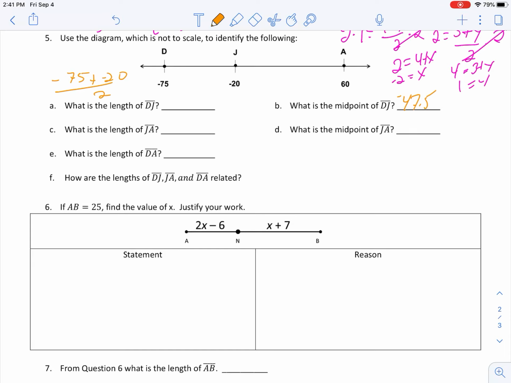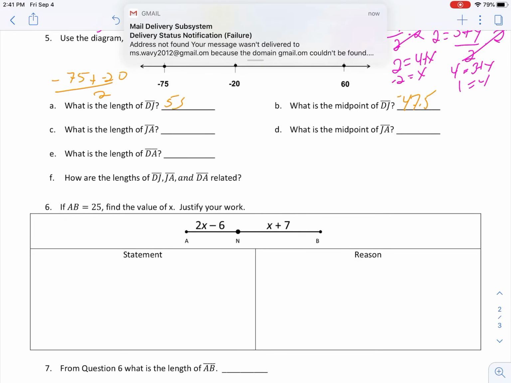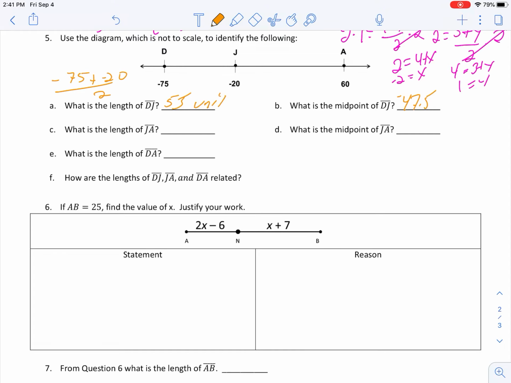Part A says what's the length of DJ. So what is the length from D to J? Now length has to be positive. It can never be negative. So you can't have negative 5 feet. Think back to when we started doing Pythagorean theorem. Length cannot be negative for a side of a triangle or anything. Midpoint is a location. Locations can be negative. So for the length of DJ, how far is it from negative 75 to negative 20, or vice versa? How far is it from negative 20 to negative 75? It is 55 units, okay?